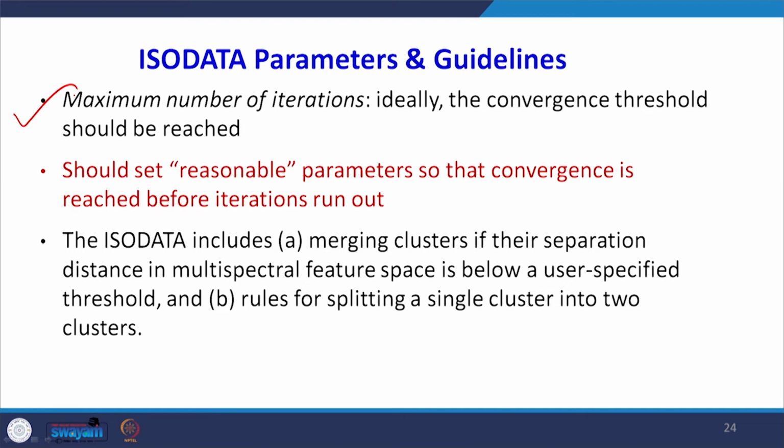So, this requires merging of the clusters if the separation distance is below the threshold value. If it is below the threshold value, it will keep on merging the clusters together, and the rules for splitting a single cluster into two clusters are also to be defined, or the user at the end can do that. If you find that one single cluster can be broken down into two clusters, then this is also possible, this is also done.